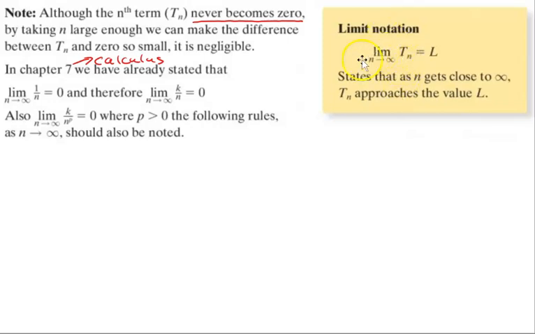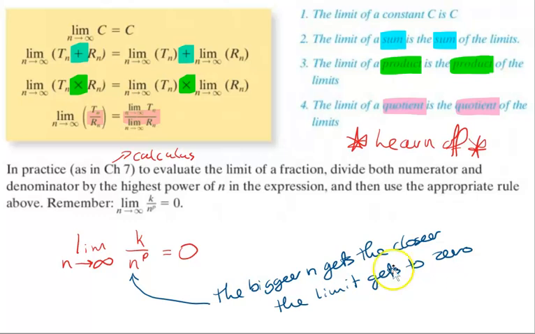So this states that the limit as n approaches infinity of Tn is equal to L. This states that as n gets close to infinity, so as n gets bigger and bigger and bigger, Tn approaches the value L. So these are some of the rules. We need to learn these off. So the limit as n approaches infinity of c is equal to c. So the limit of a constant c is c. So if there's no n value, or in the calculus chapter, we'd more so see x's, if there's no variable, the constant just stays as the constant.